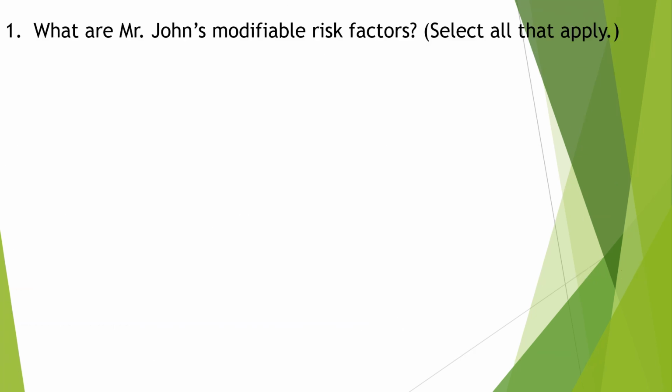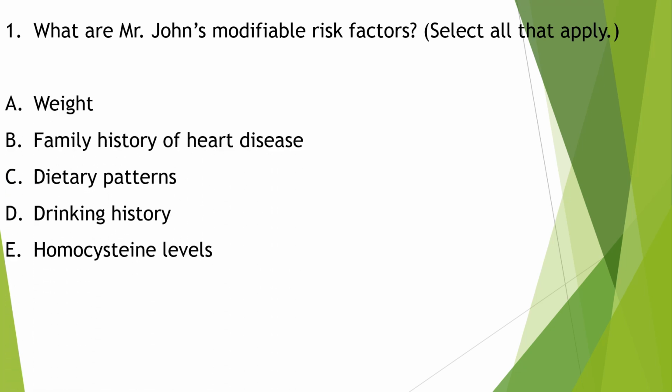What are Mr. John's modifiable risk factors? Select all that apply. Weight, family history of heart disease, dietary pattern, drinking history, homocysteine levels. So modifiable risk factors include he can control his weight, and another, he can have a check on his dietary pattern and also his drinking.